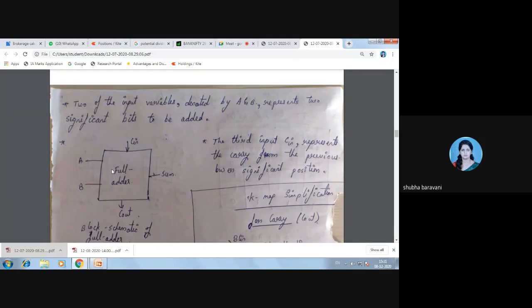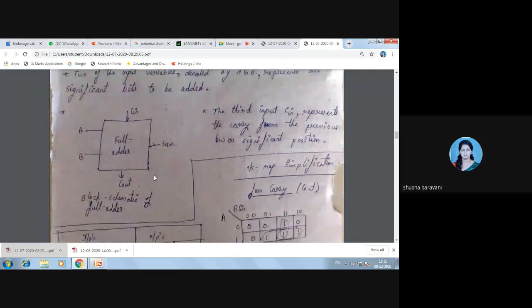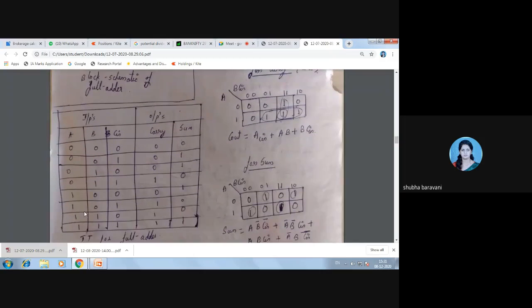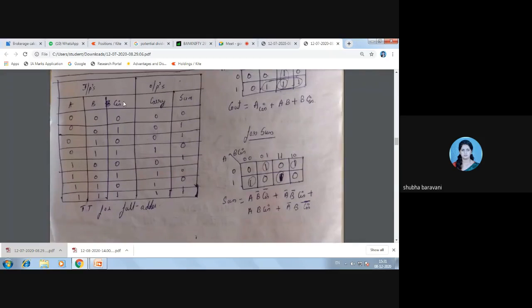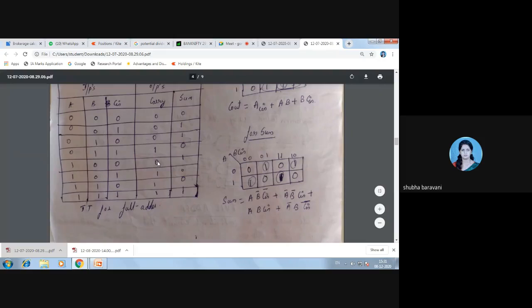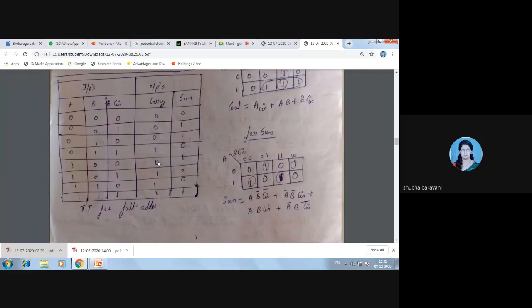Now this is a circuit which has 3 inputs, A, B, C in, and 2 outputs, C out and sum. See, this is the truth table which we discussed just now. I hope this was understood. The truth table was understood, everyone.